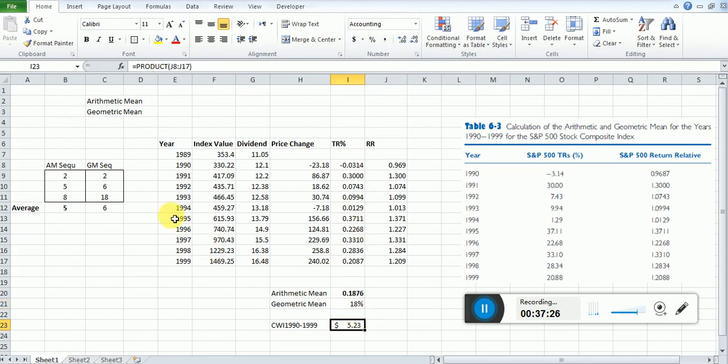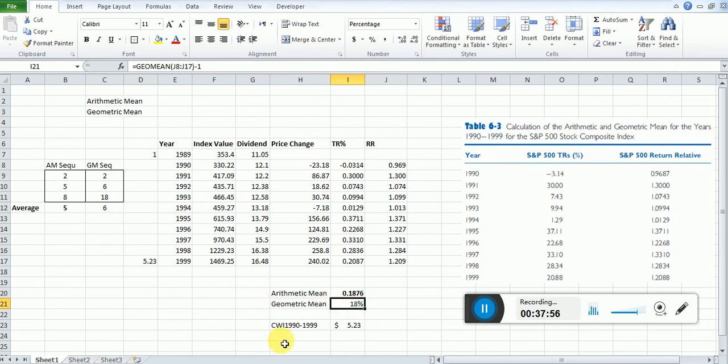Once again, if you want to make an investment of $1 here, this $1 will increase into $5.23 after 10 years. Each year this $1 increased by an average of how much? 18%. Okay, let me prove it.